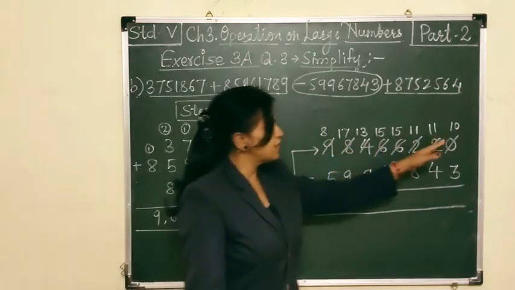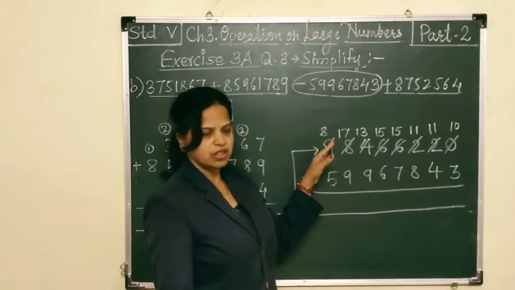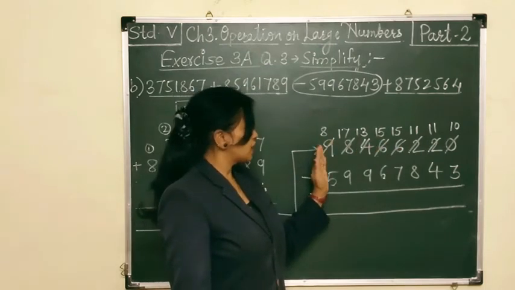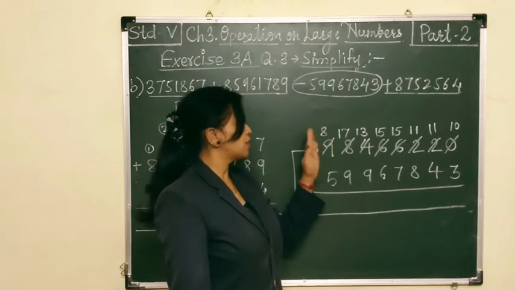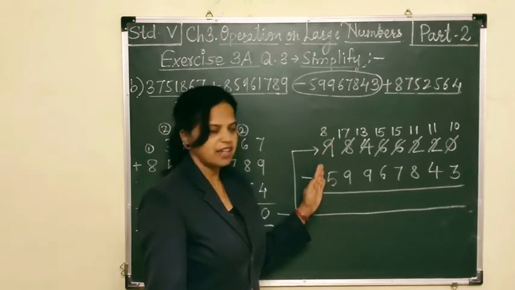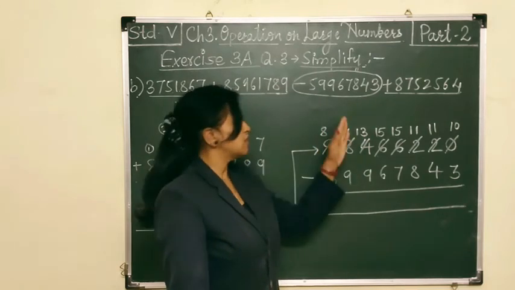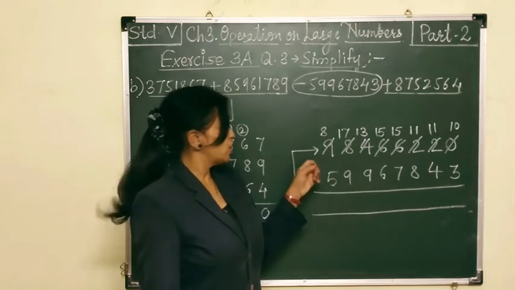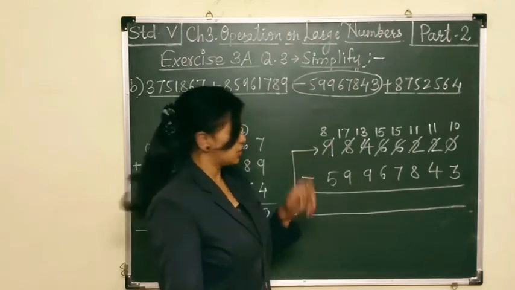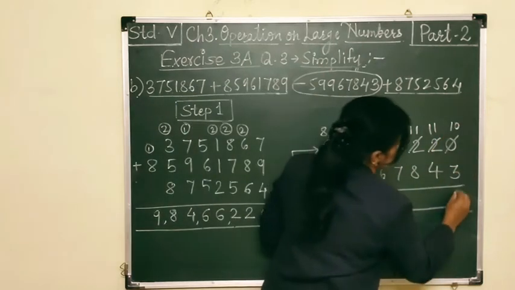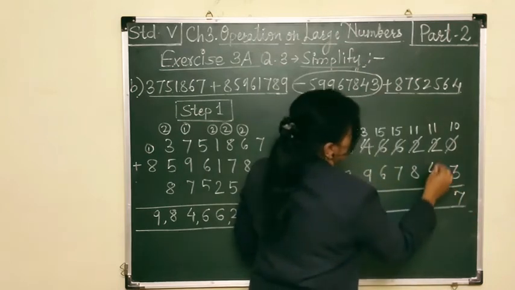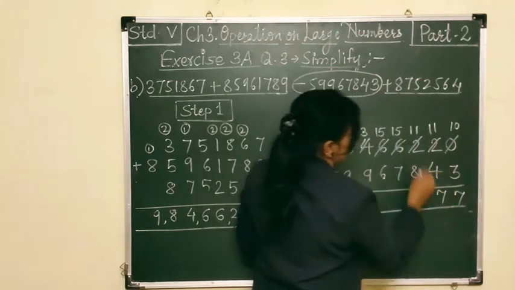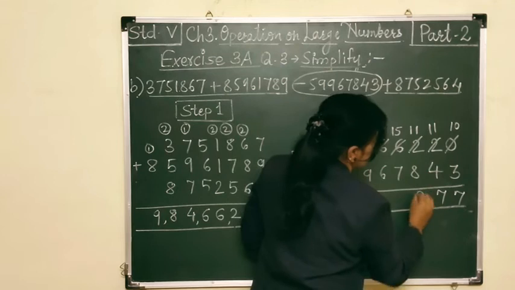See, everywhere we have done the borrowing. Okay. Whenever you are borrowing something from the digit on the left-hand side, it is giving 1, which means it will become less by 1. So 9 has become 8. Okay. 10 minus 3, 7. 11 minus 4, 7. 11 minus 8, 3.